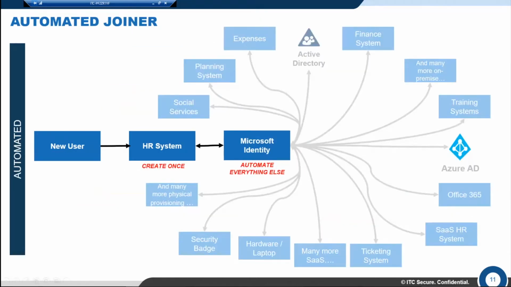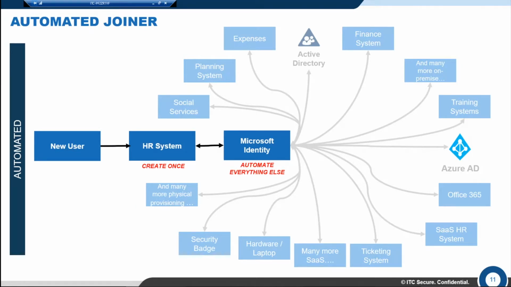So let's talk about how we could do this from an automated point of view. As you see from this diagram, if we put Microsoft Identity into place, it allows us to do enrollment once and automate everything else with correct due diligence and make sure we're streamlining the processes that are actually going on.